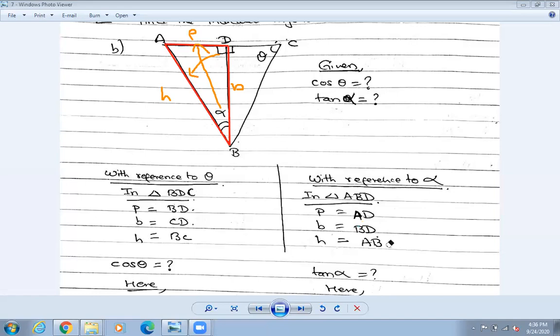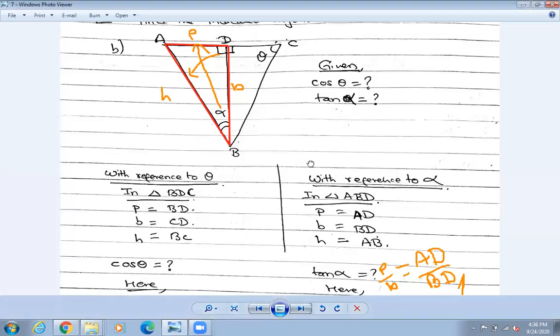Okay. Now, what is the formula of tan alpha? Here we have alpha. That means we need to go through alpha. So tan alpha equals to question mark. What is the formula of tan? So tan means P by B. Okay. So what is the value of P? P means AD divided by. What is the value of B? Base, it is BD. Okay, so this is going to be your answer.